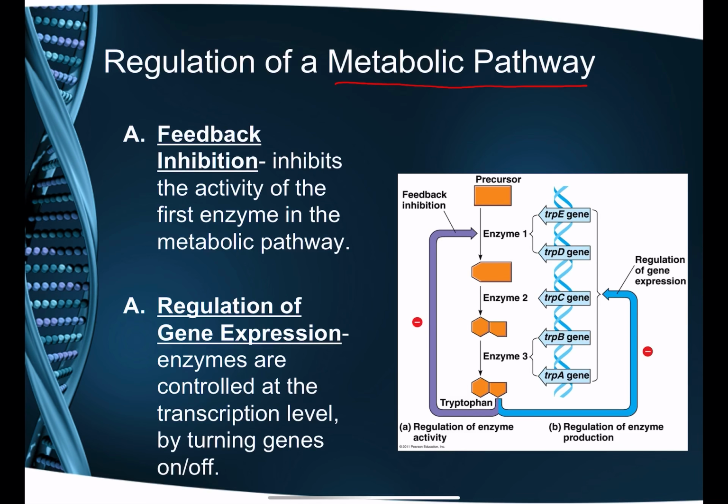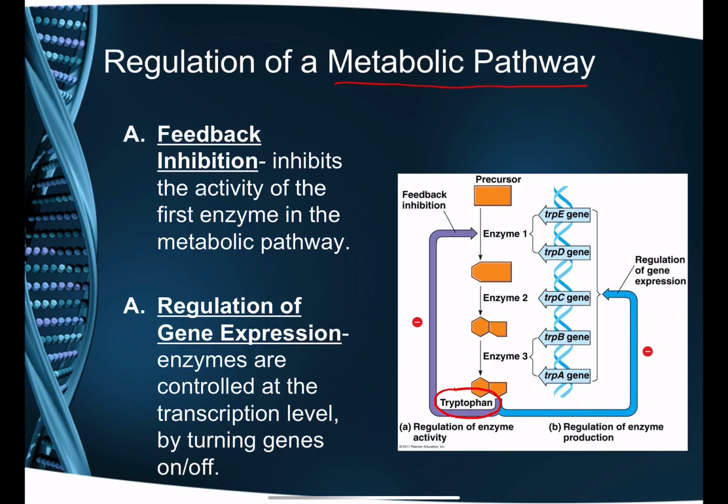This is an example of a metabolic pathway. And the example that is shown is creating the amino acid tryptophan. So this example that we're going to walk through here and use as a model, you don't have to remember this example specifically, but I'm just going to use this to model the process. It is for E. coli. E. coli is a bacteria. It has to have tryptophan to survive.